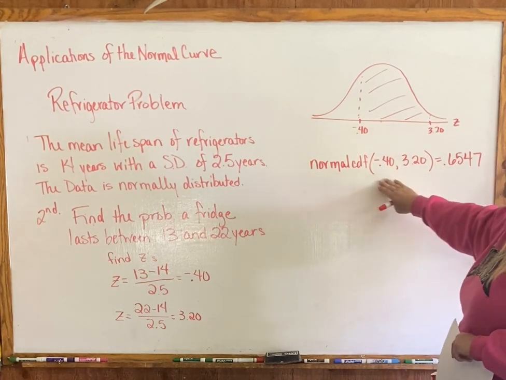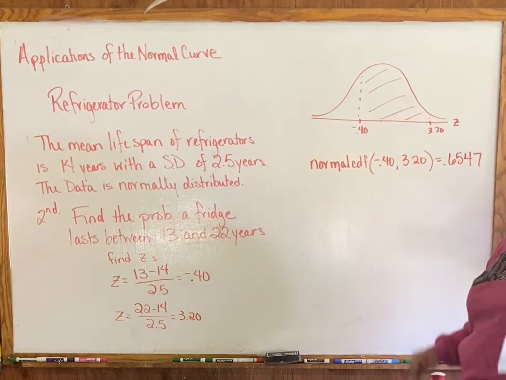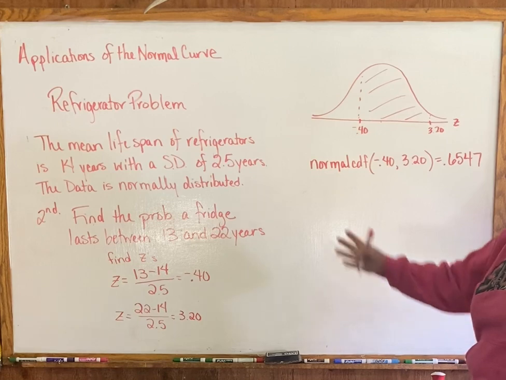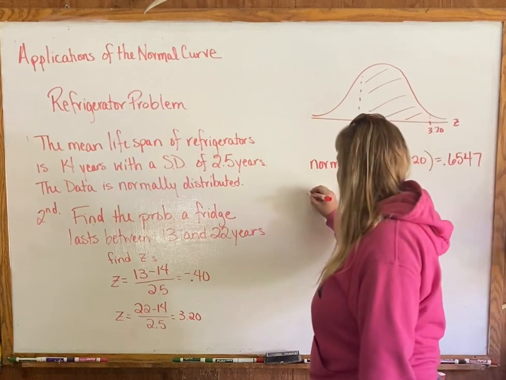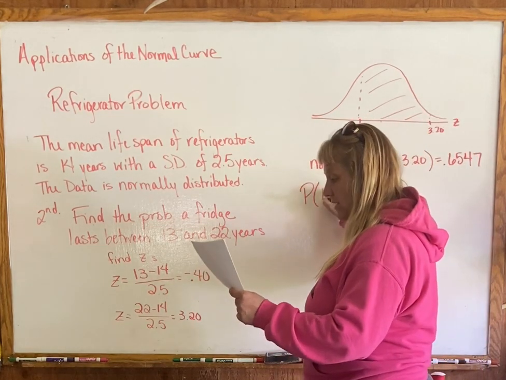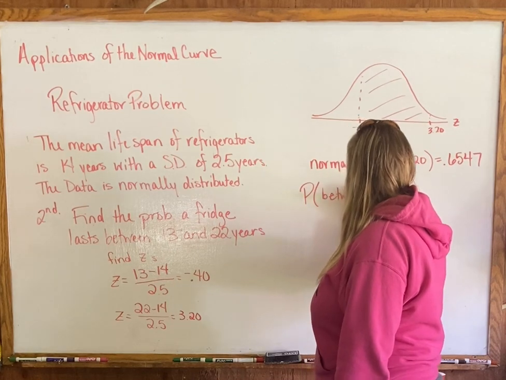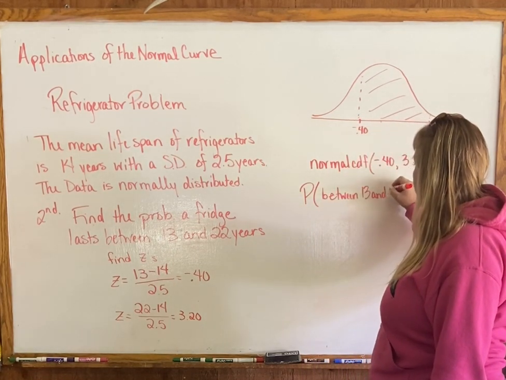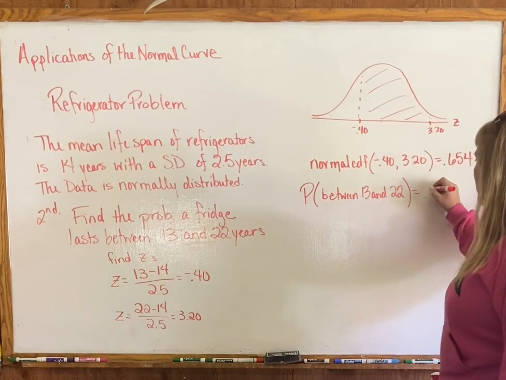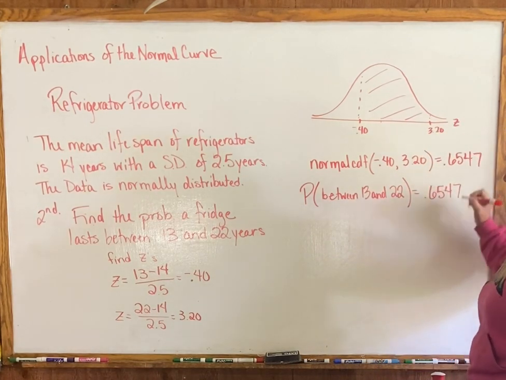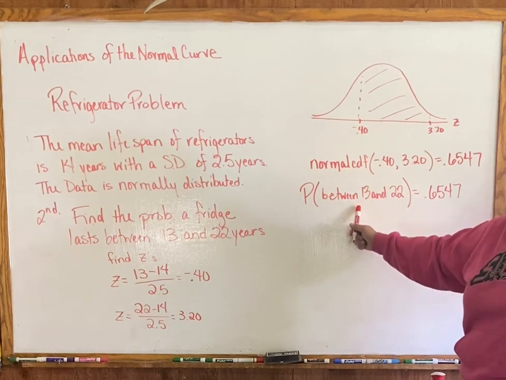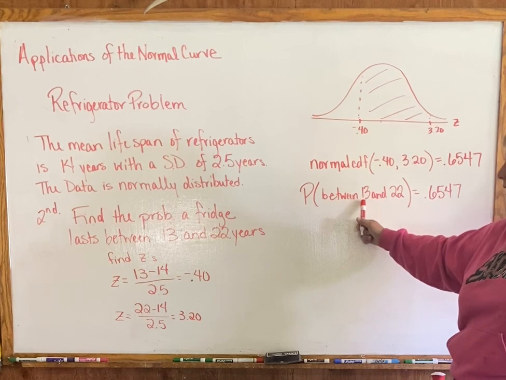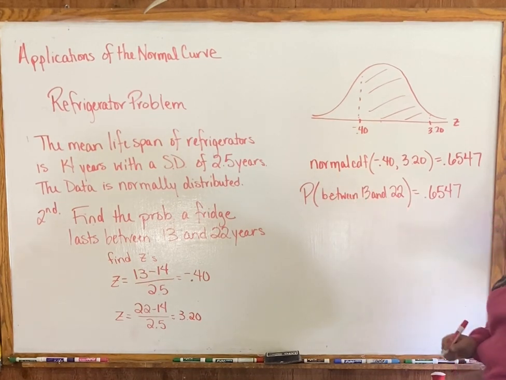Now remember, this doesn't mean much to people in the real world. If you said to someone, well, normal CDF is 0.6547, they're gonna be like, what the hell does that have to do with my refrigerator? So we definitely don't leave it like this. So we label by saying the probability that we are between 13 and 22 is equal to 0.6547. All right, so remember, every answer has an appropriate label to it, not the label that comes from your calculator, but an appropriate label.